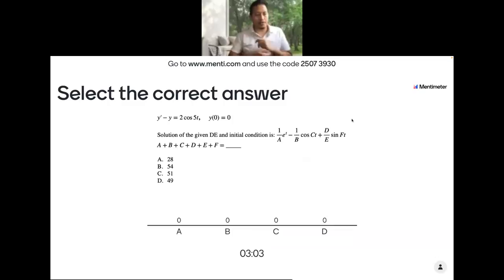You may use any method you want to check, but my suggestion is just using Laplace. First, use Laplace to transform the differential equation. Solve for the capital Y, and then inverse Laplace, and that will be your solution. And you need to check your solutions and add all this A to F.